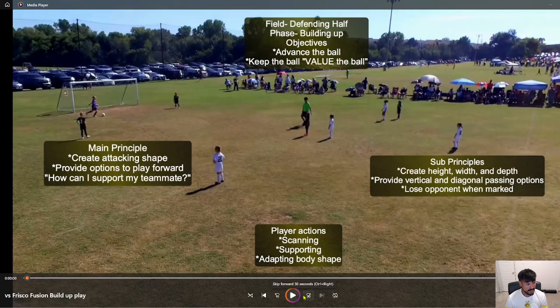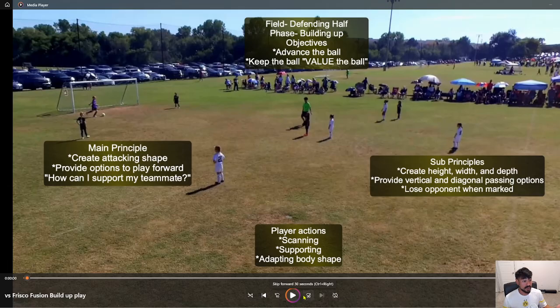So again, let's move on to the sub principles. We're going to create height, width, and depth. So when we're on offense, can we have a big shape? What is our shape on offense? Big shape, small shape if we're on defense. Okay, so we're going to provide vertical and diagonal passing options and lose opponent when marked.